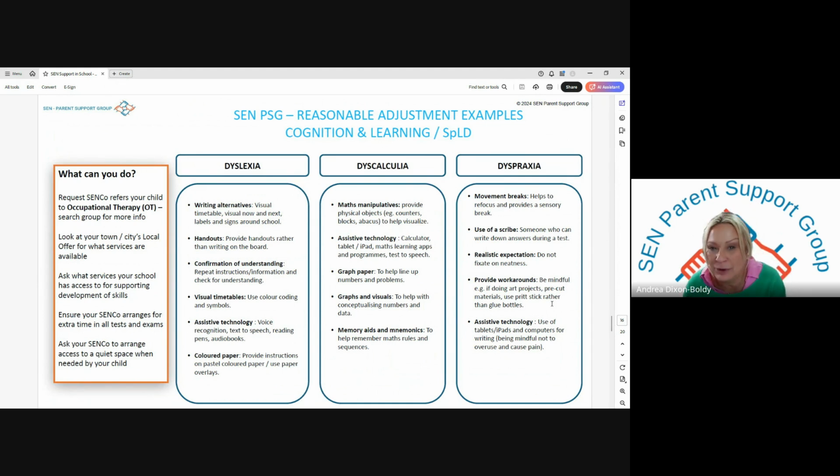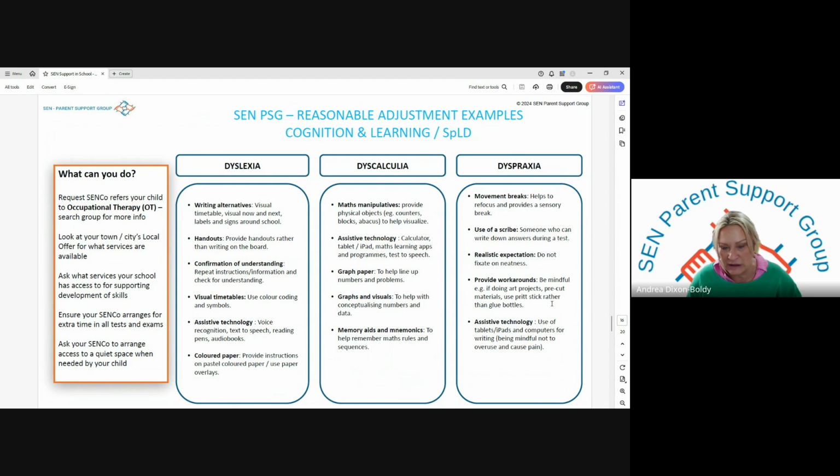Reasonable adjustments example for cognition and learning. A SENCO can also refer your child to occupational therapy. Again, look at your town's local offer. You can go to your school and ask them for supporting development and skills, what other services they can refer you to, and arrange with the SENCO access to a quiet space if needed by your child.